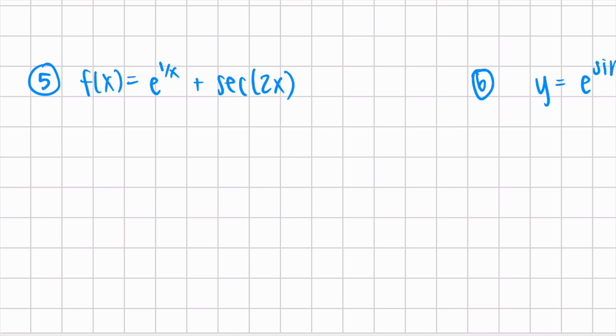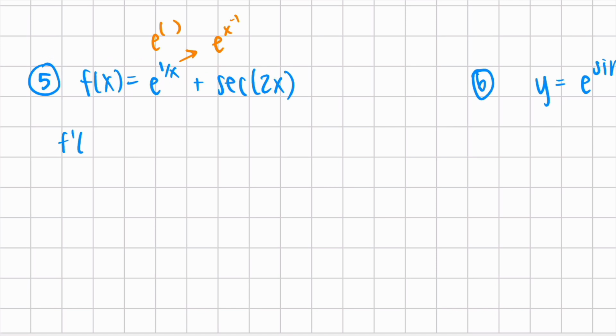My next one, I have e to the 1 over x plus secant of 2x. So I have two separate terms. I'm going to take the derivative of each term separately, but each of these needs a chain rule. So for my first term, e is your outer function. Your inner function is the 1 over x. And if it helps, rewrite this as e to the x to the negative 1. 1 over x is the same thing as x to the negative 1 power.